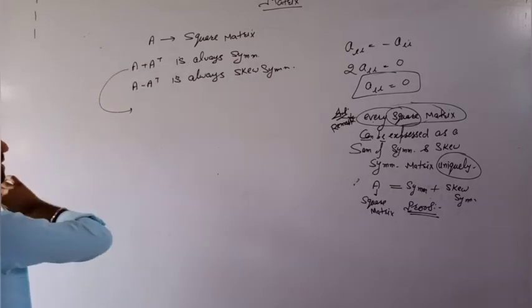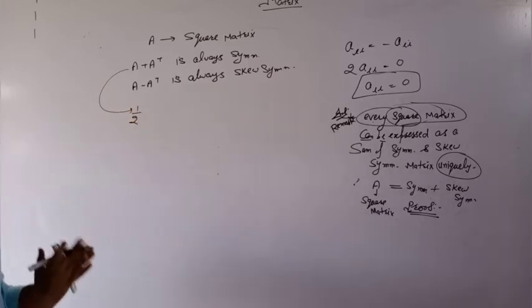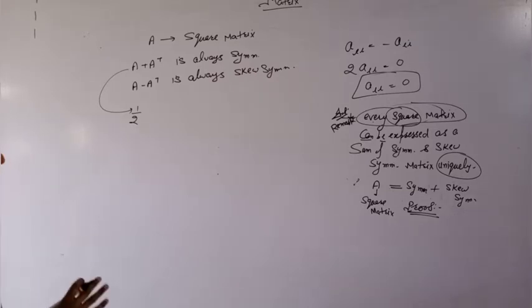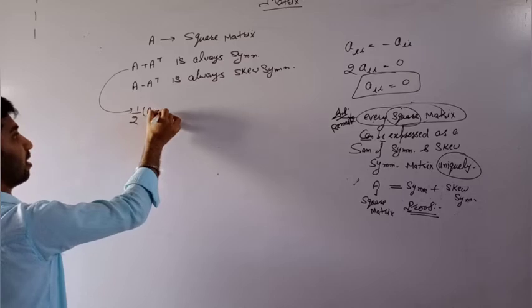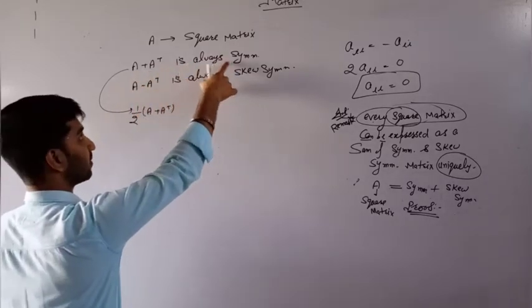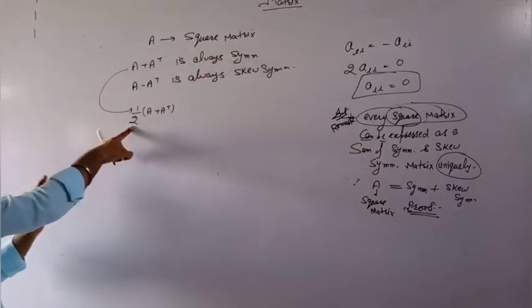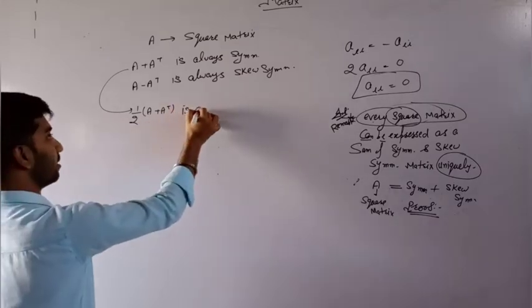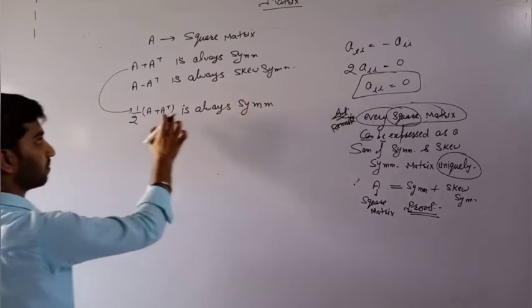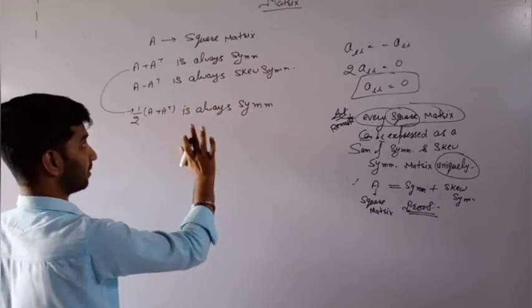If A plus A transpose is symmetric, then multiplying a symmetric or skew symmetric matrix by a scalar quantity does not affect it, so half of A plus A transpose is always symmetric. If this symmetric matrix is multiplied by any scalar quantity, 1 by 2, 1 by 3, 2, 4, 3, then it will remain symmetric. प्रॉपर्टी सेम, वैल्यू चेंज हो जाएगी, मैट्रिक्स की वैल्यू चेंज होगी क्योंकि मल्टीप्लाई बाय 1 by 2 होगा, बट रहेगी वो सिमेट्रिक.